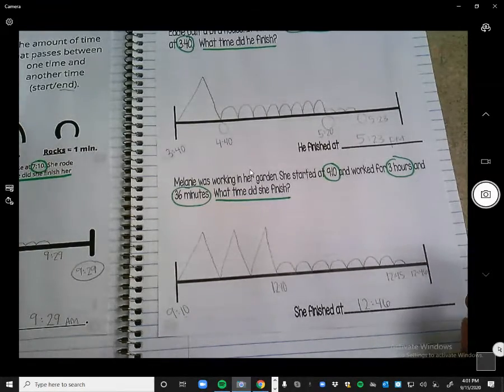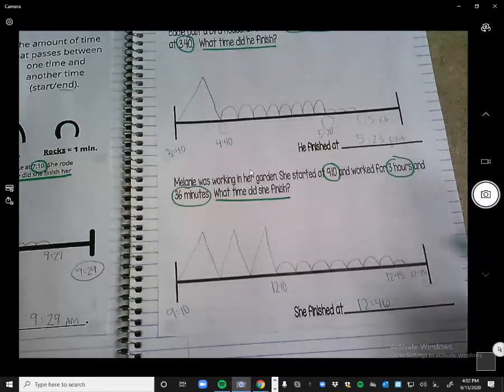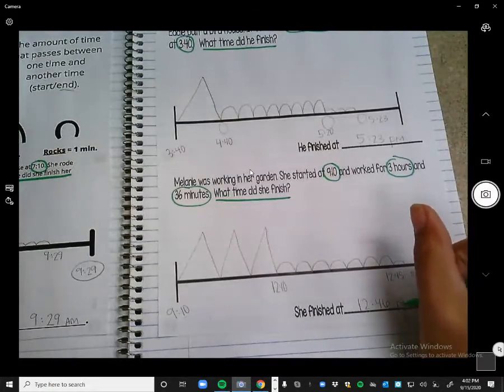12:46. And now, this one's kind of tricky. Do you know, should it be AM or PM? Remember, if it's 12 a.m., that means it's in the morning. It restarts our day at 12 a.m. So are you still sleeping at 12 a.m.? You should be. Melanie shouldn't be working in her garden. So this is PM.